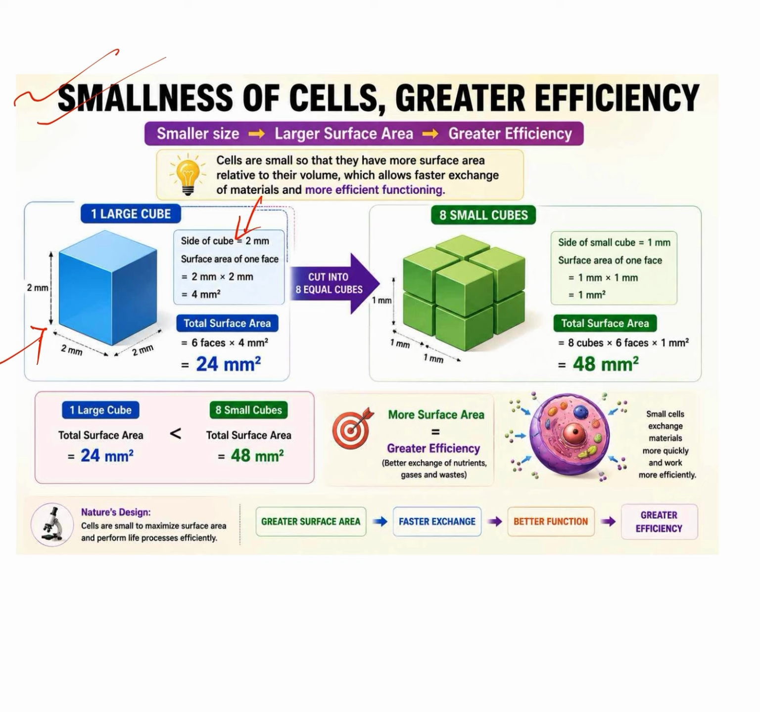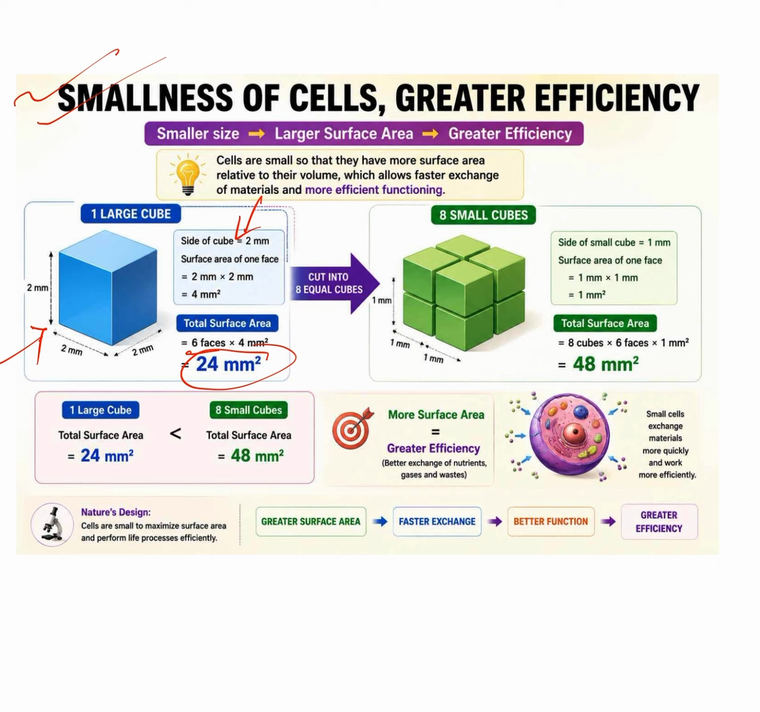Side of the cube is 2 millimeter, so surface area of one face becomes 4 millimeter square. Any doubts on this? It will be 2 into 2, right? Obviously. But how many faces does this cube have? Total 6 faces, right? Which means total surface area will be 24 millimeter square. I hope you understand this one.